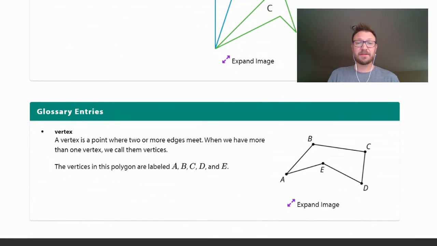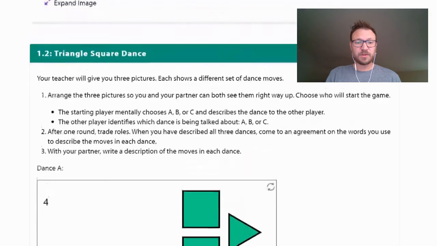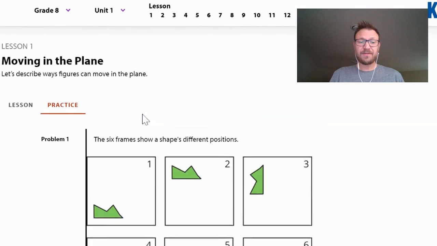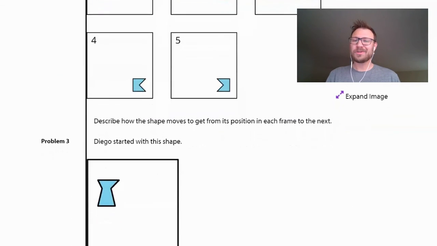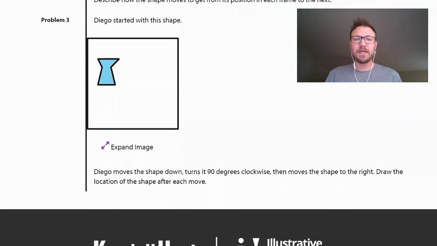Okay, so you hit pause, you're back. We're going to go up and scroll all the way to the top here. And next to lesson, there's a tab called practice. What I'd like for you to do is click on practice. And there's 3 problems here. I don't want you to do all 3 problems. I just want you to go down to problem number 3 and take a look at Diego.